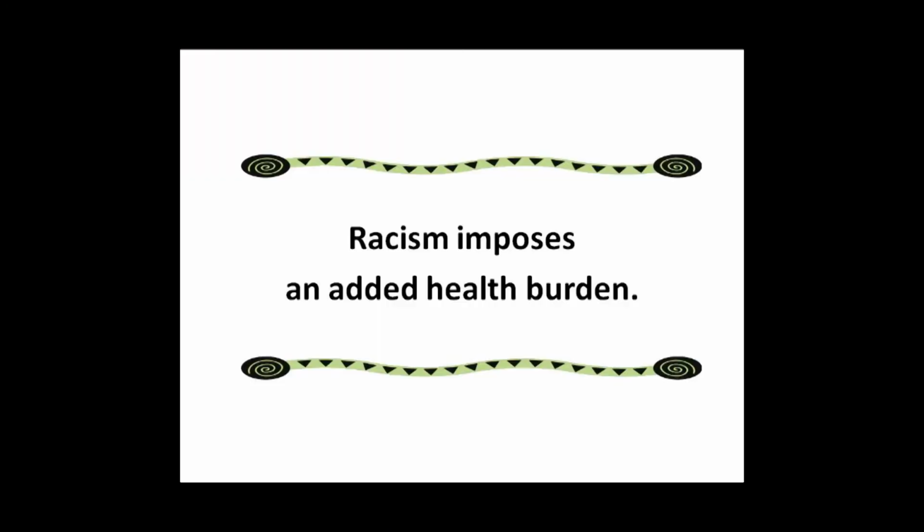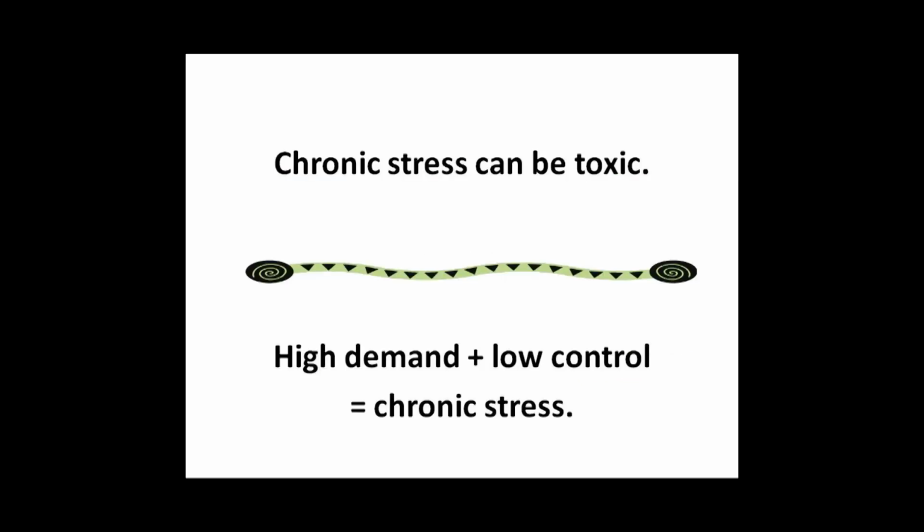Racism imposes an added health burden. The impact on health of racism is largely attributable to chronic stress, because chronic stress can be toxic. With chronic stress, the body's fight or flight systems get stuck in the on position with serious long-term health consequences.